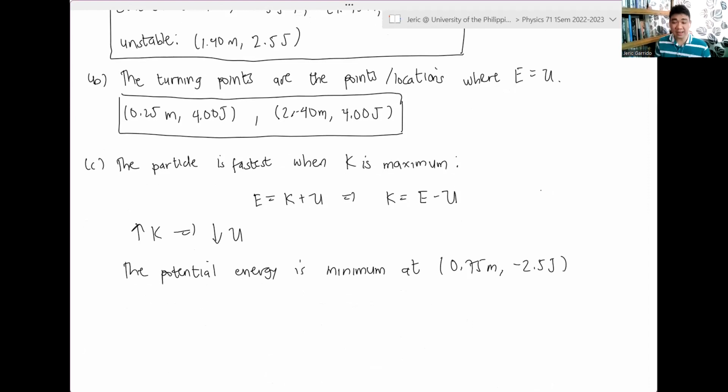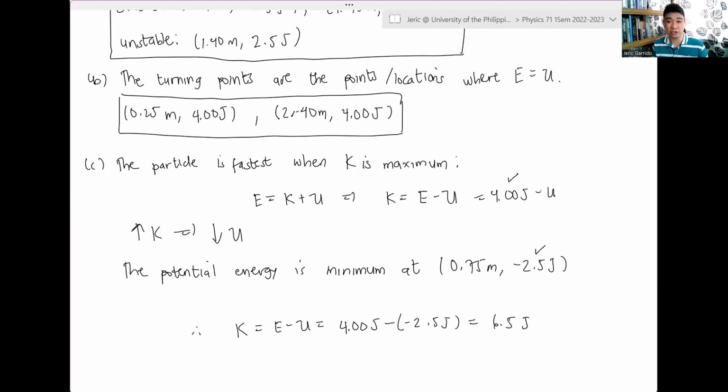Okay? And since alam natin yung total energy, which is equal to just 4 joules minus U, therefore, the total kinetic energy is just equal to what? Ito yung total mechanical energy, ito yung potential energy. Therefore, this is E minus U, which is just 4.00 joules minus negative 2.5 joules, and therefore you have 6.5 joules. Okay, so yan yung total kinetic energy. Then yung maximum kinetic energy. Yan yung pinakamalaking kinetic energy na meron ka.